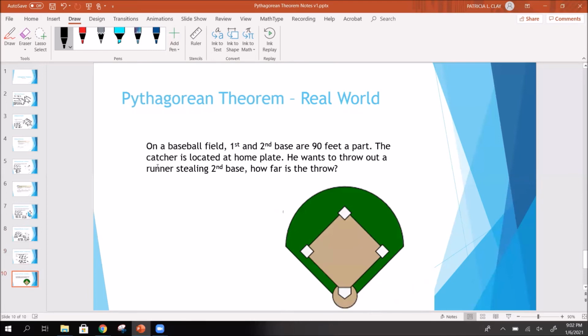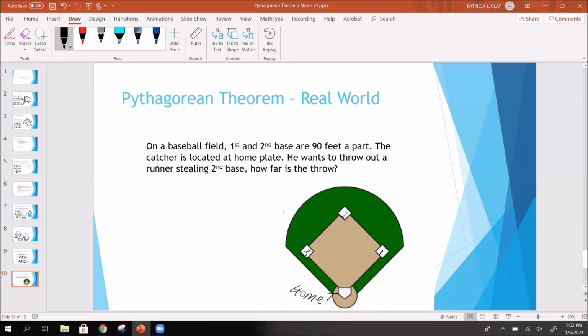Our last one. Let's do a real world example. You know how I like to do that. And I love baseball. So on the baseball field, the first and second base are 90 feet apart. The catcher is located at home plate. He wants to throw out a runner stealing second base. How far is the throw? So let's think about what we know so far and label it. Let's go on and label our bases in case anyone needs to know. That's first, second, third, and this is home plate. This is where our catcher is, okay?